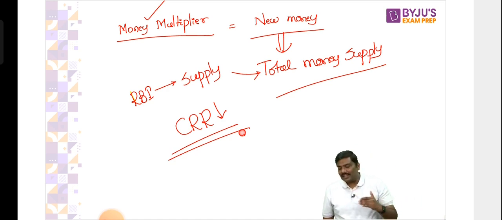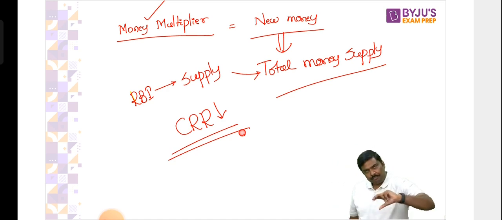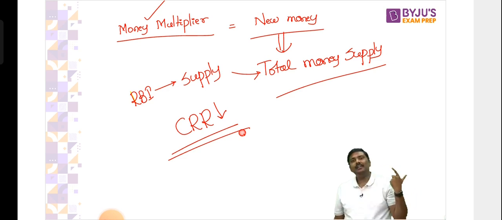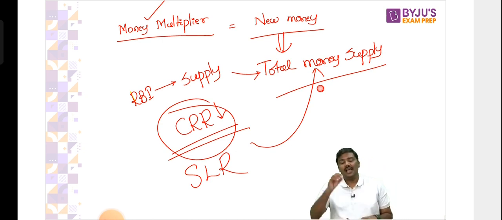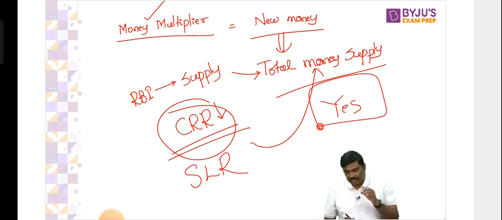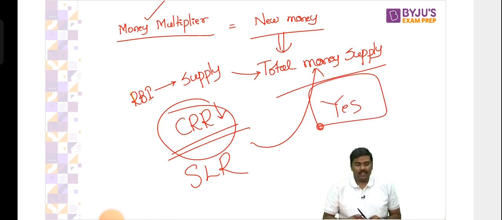Let's check it. Rather than simply RBI printing the money and giving it to you, which gets circulated, if RBI reduces CRR, if RBI reduces SLR, will the total money supply in the economy increase? Answer is yes. Those who are saying no, let me know what is your argument. I will tell you what is the right argument. Answer is yes, by the way.